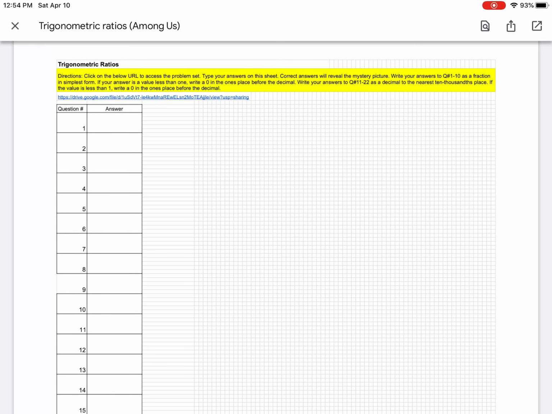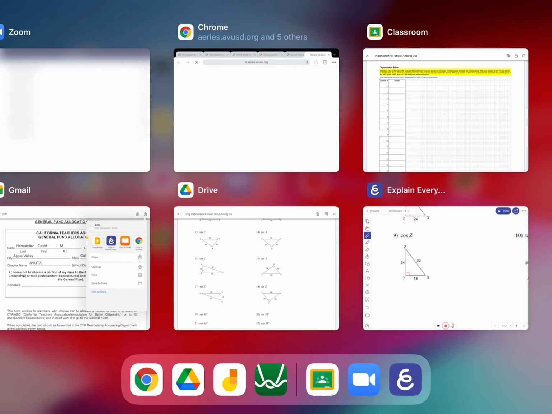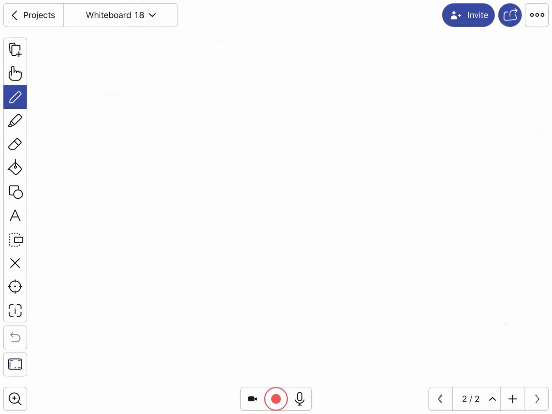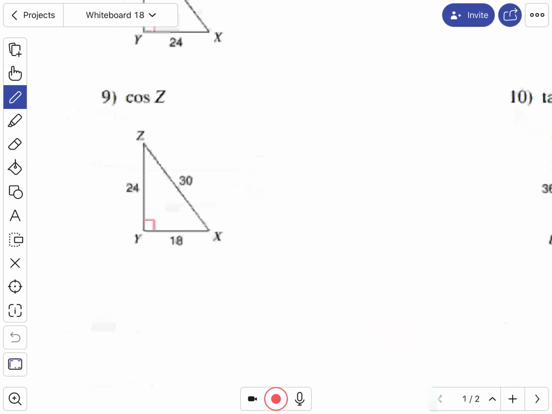This is Mr. Hernandez, and I'm going to be going over these trigonometric ratios for the pixel art, the Among Us one. I'm going to be looking at two of them. For the first example, I'm going to be doing a trig ratio with the fraction, and the next one I'm going to do a trig ratio with a decimal. So I'm going to do number 9 here first.